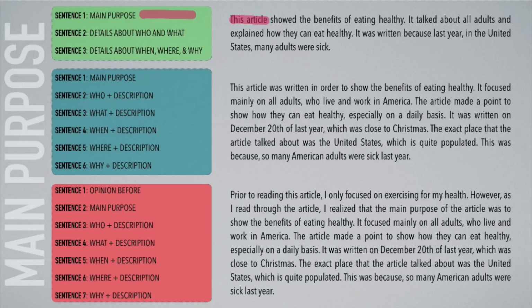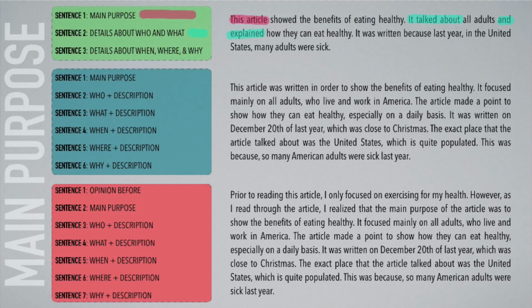Okay, let's move on to the next sentence. The next sentence is going to talk about the who and the what. It says, "It talked about all adults and explained how they can eat healthy." So in this sentence, the second sentence, the pattern is, "it talked about ... and explained." Remember, sentence number 2 for the beginner level includes details about who and what.